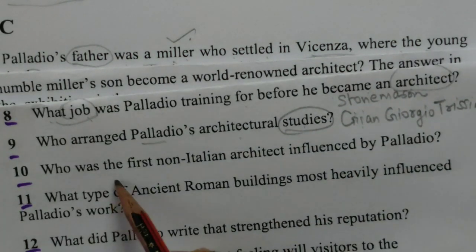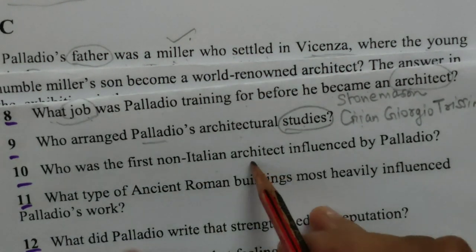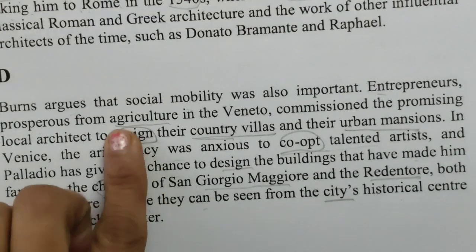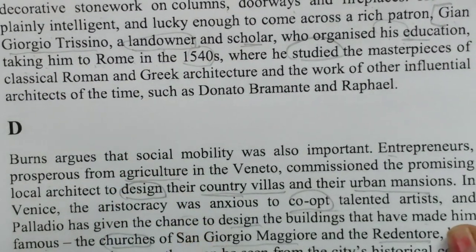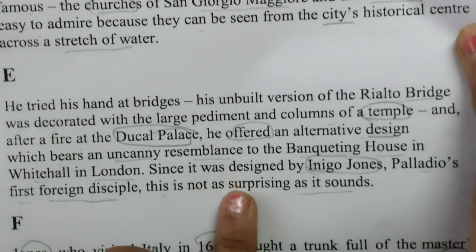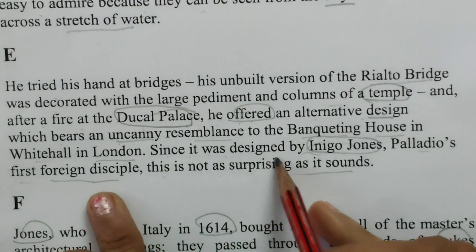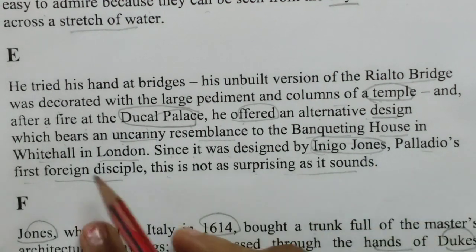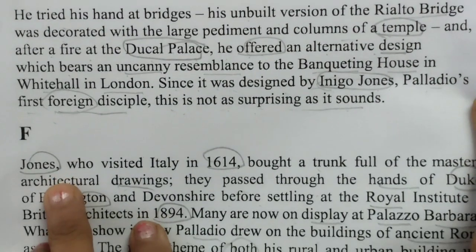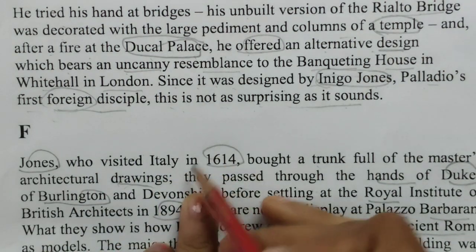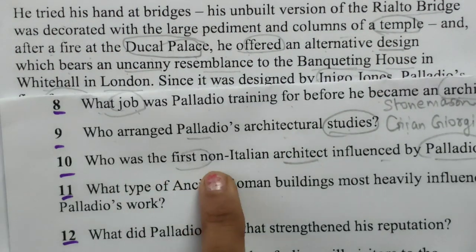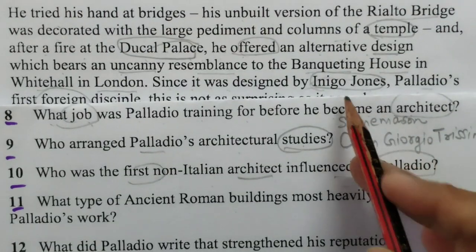Now next question is, who was the first non-Italian architect influenced by Palladio? So, first non-Italian. So, here in the C paragraph we have done. Now non-Italian person, they were discussing about, yes, here they were discussing about some other person. Since it was designed by Inigo Jones, Palladio's first foreign disciple, who, this is not as surprising as it sounds, and this person's name is here Jones, who visited Italy in 1614, means he was not a citizen of Italy. Okay, so we will just write this person's name, who was the first non-Italian architect influenced by this. So, we will just write this person's name here.